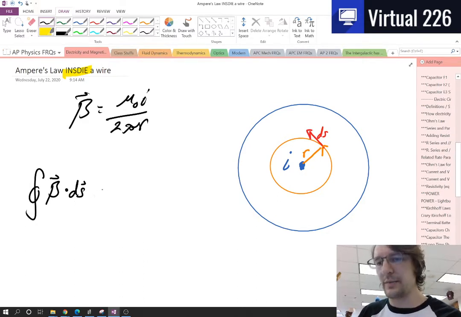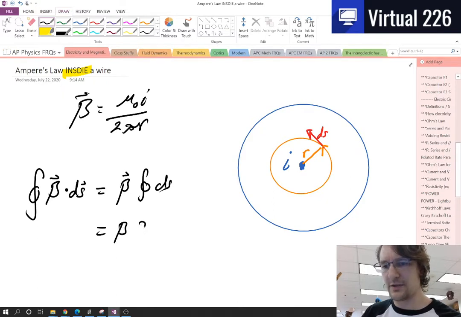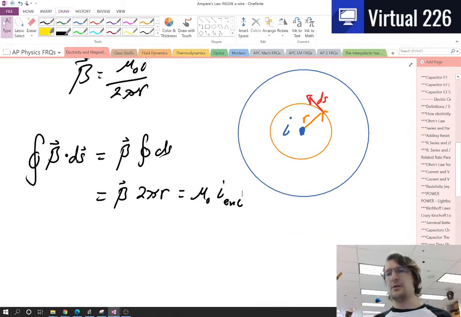So all I really need to worry about is that this becomes B times the closed path integral, and we've talked about how this closed path integral is just the length as you walk around the circle. So this is just going to become B times 2 pi r, the perimeter of a circle. And we know from Ampere's law that this equals mu naught times the current enclosed within our loop.